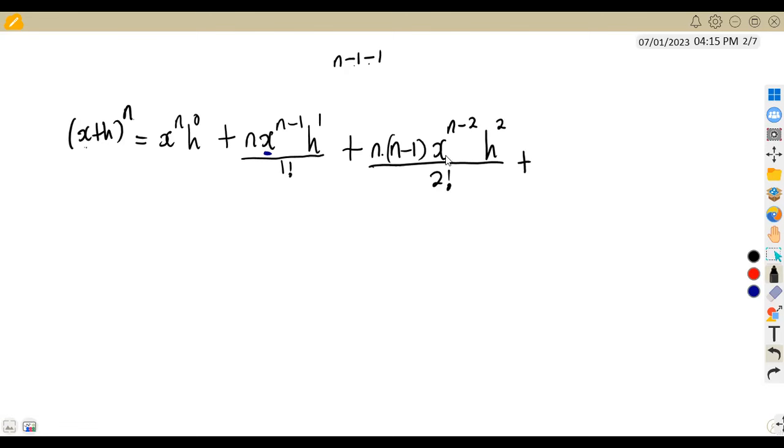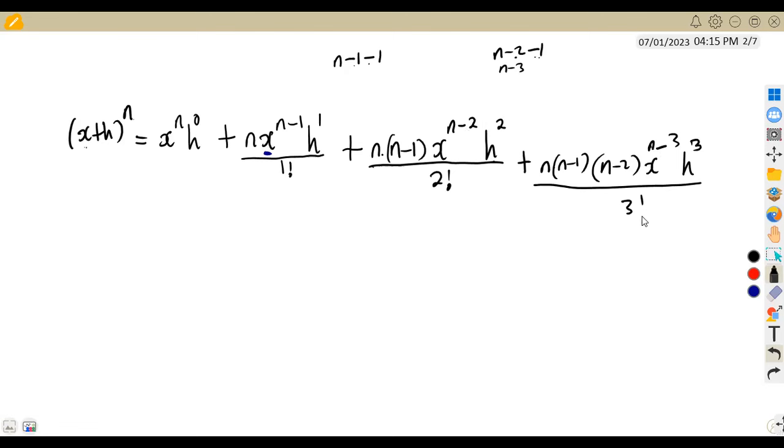All right, so that is what you're going to have. Plus, on x, you drop the exponent and subtract 1. So this is n times n minus 1, which was there, and we drop this exponent, which is n minus 2. So we are going to have n minus 2. x to the exponent, remember I said you subtract 1, so n minus 2 minus 1 is n minus 3. h is increasing, now it's at exponent of 3, over 3 factorial.